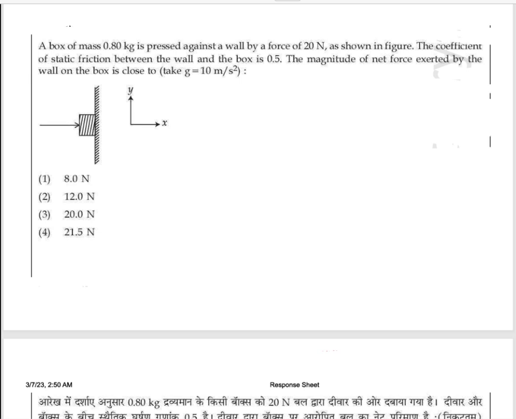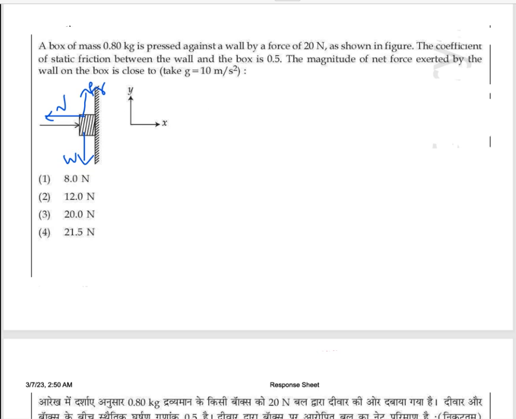So we just break whatever the force is applied here. If you see, the weight will act towards down, so the frictional force will act towards up. If the force is applied here, the normal force is equal and opposite to the applied force, the normal reaction. Okay, so now we have to find the net force acting on the object.